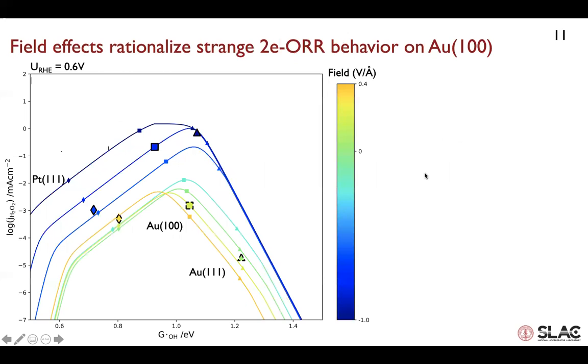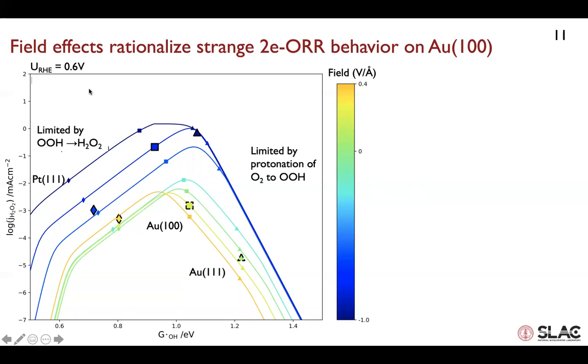Okay, and now we can look at the 2-electron ORR behavior to try to understand that strange phenomenon we saw on gold 100, where it went from having the same onset potential as the 4-electron ORR to having a different onset potential. So once again, I've plotted the activity volcano of hydrogen peroxide, the 2-electron ORR, at 0.6 volts here. And I've placed the three different catalysts on the volcano.